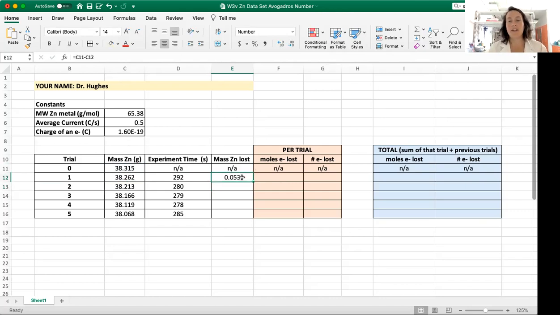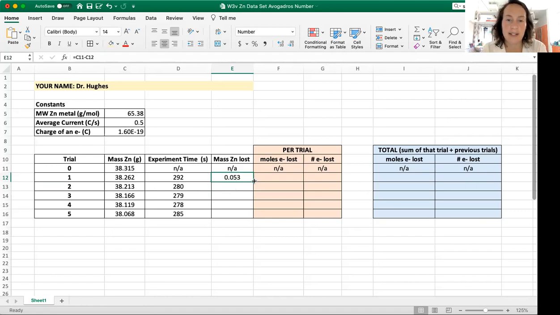Right? Now what I want to do is I want to repeat that calculation, right? If I wanted to calculate this next trial, I would take 38.262 and subtract 38.213. So you could do that physically by hand, but the other beauty of Excel is that it can quickly calculate similar calculations for you immediately. And how you do that is, notice that right now my cursor is a white plus sign. If you highlight the cell that you want to repeat the calculation for, if you go to the bottom right corner, you'll see the white plus sign turns to black.